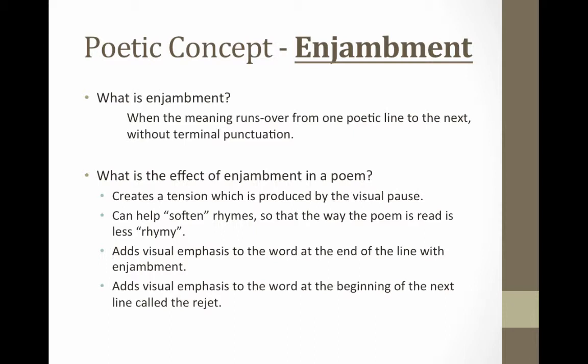Okay, so what is the effect of enjambment in a poem? Like we said, there's a pause that happens in your brain just because of the way we read, where we stop at the end of the line and we move down to the next line. Okay, and this creates a tension which is produced by that visual pause. And that tension kind of makes your brain stop and think. Okay, and there's two things that can happen with that. It can either add visual emphasis to the word that's at the end of that line, or it can add visual emphasis to the word that's at the beginning of the next line, which is called the rejet.